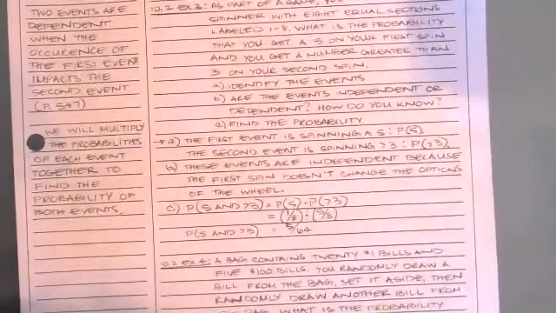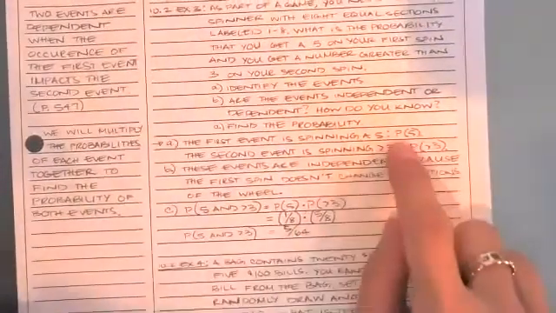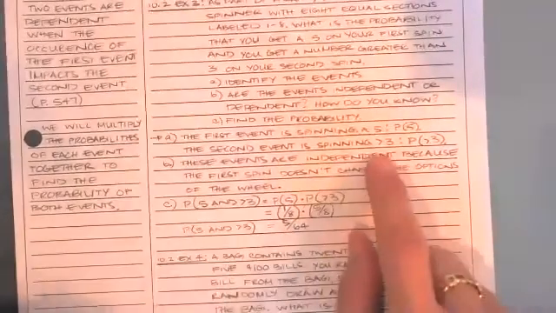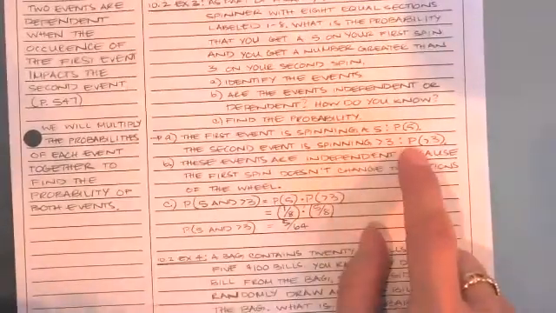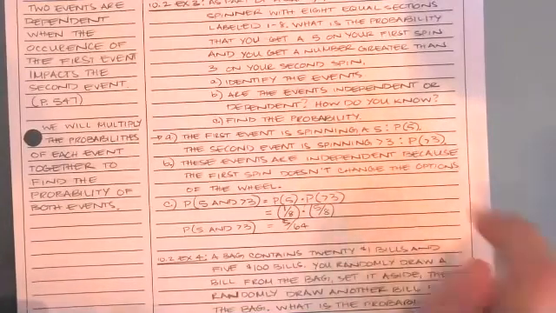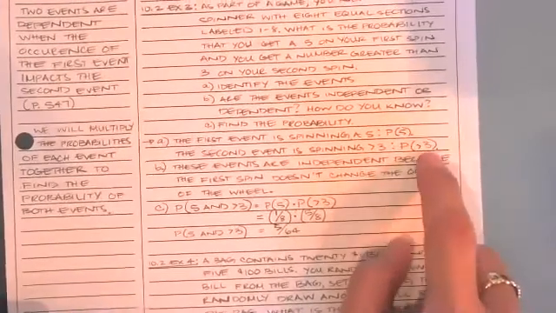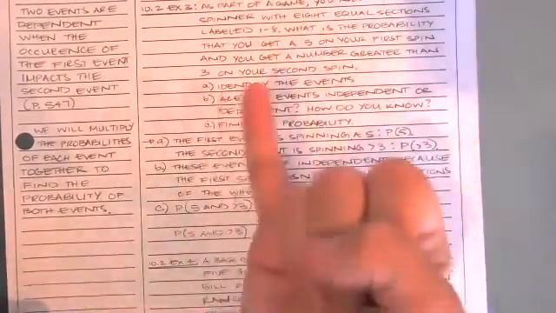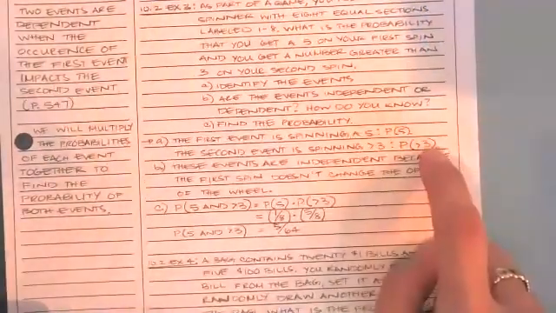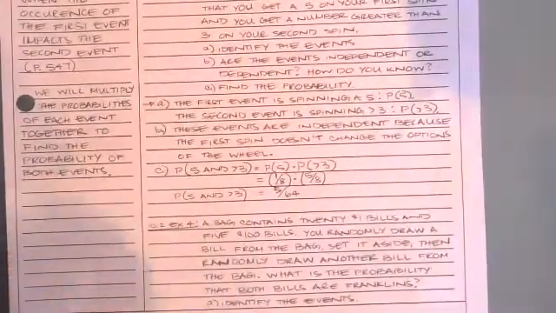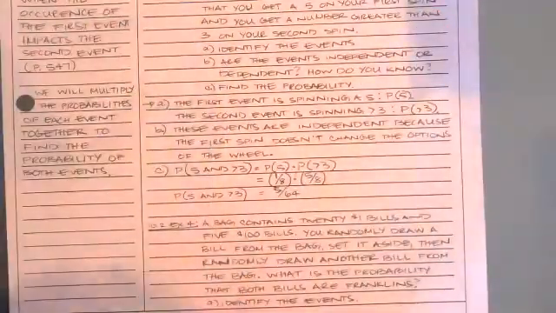So part A says the first event is spinning a 5. So I've just called that P of 5. The second event is spinning a number greater than 3. So I said the probability of greater than 3. Keep in mind, there's only one 5 on the spinner, so that would be 1 out of 8. If you spin greater than 3, that could be a 4, a 5, a 6, a 7, or an 8. So that's 5 out of 8 options in this case. So part B says these events are independent because the first spin doesn't change the options on the wheel, right? On the board game, you spin and then you spin again and nothing's been taken off.